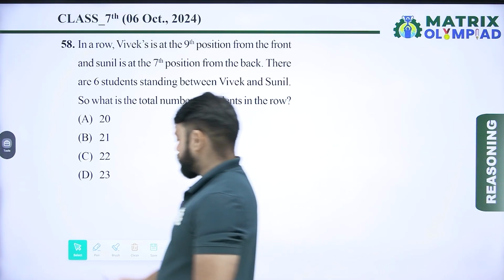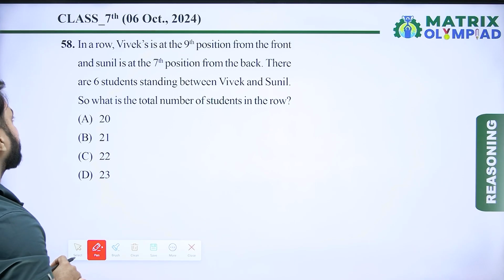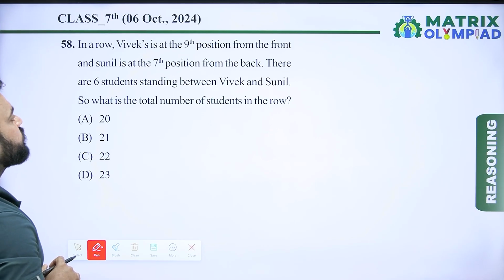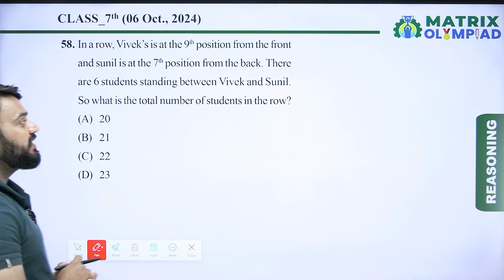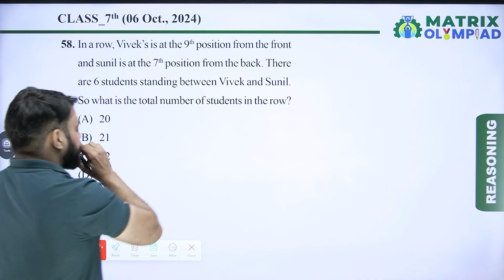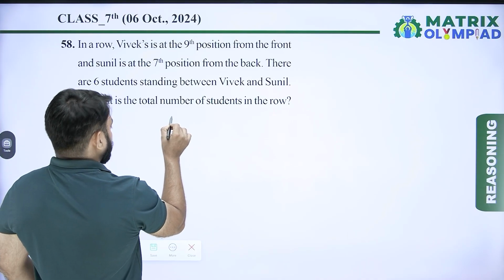Now next question is question number 58. In a row, Vivek is at 9th position from the front and Sunil is at 7th position from the back. There are 6 students standing between Vivek and Sunil. What is the total number of students in the row? Find the total number of persons in the row.